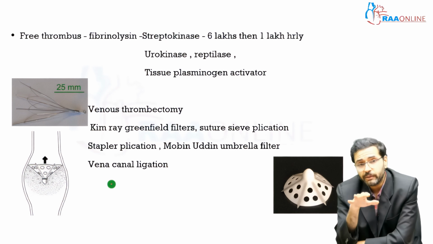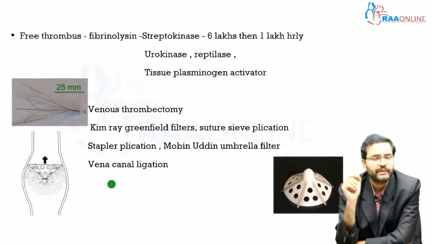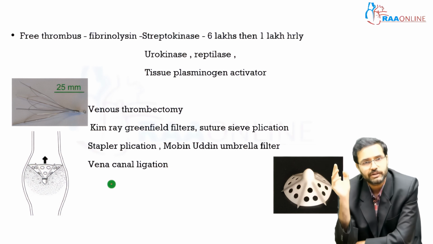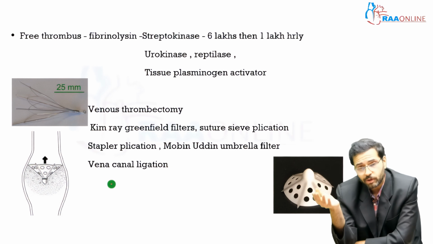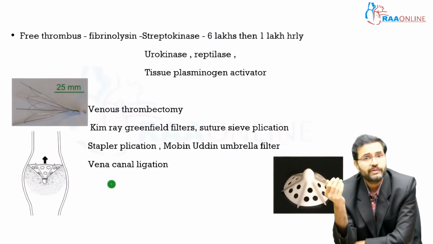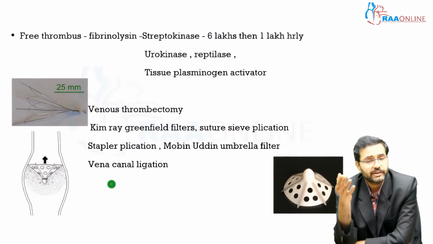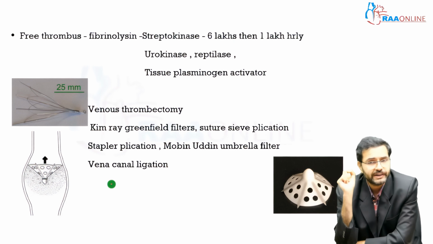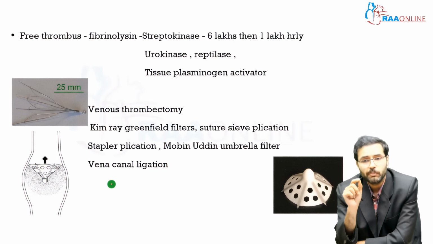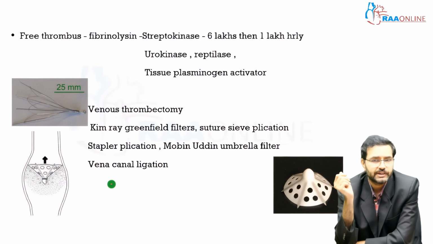In order to prevent embolization of thrombi from the lower limb or wherever it is to the IVC and to the heart or to the pulmonary circulation, causing a pulmonary thromboembolism, we can use certain filters within the IVC. The IVC filters that are commonly used are the Kim-Ray Greenfield filter, or the Mobin-Uddin umbrella filter.